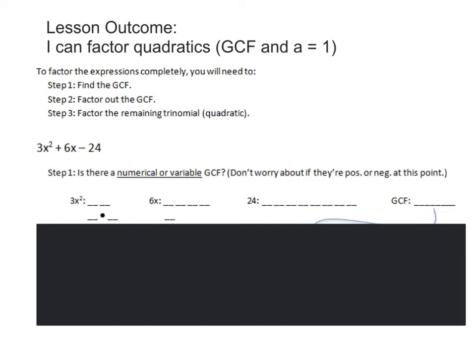So what are the factors of the first term, and then the second term, and then the third term? That's what we're going to do so we can find our GCF. So 3x squared. Well, we know the factors of 3 are 1 and 3, and x squared means we have x times x. Our factors of 6, well, we have 1 times 6 and 2 times 3. We also have an x.